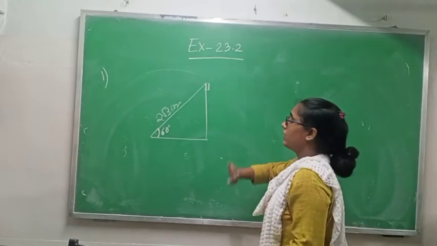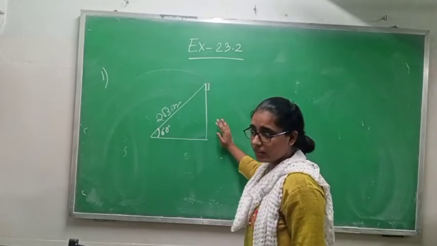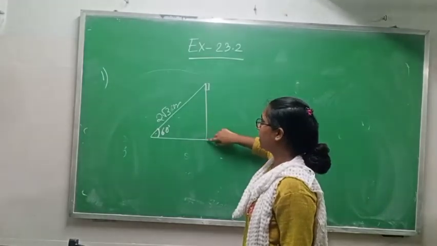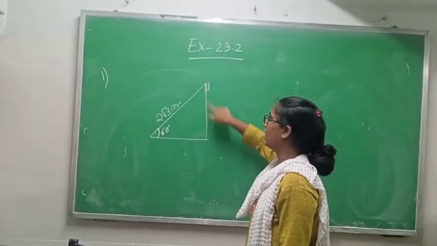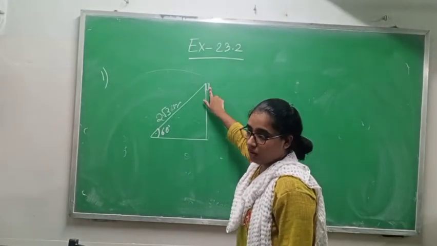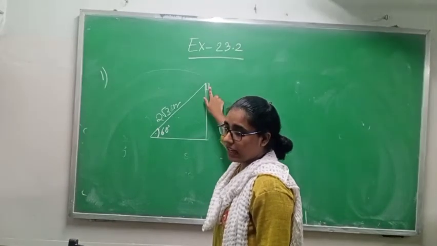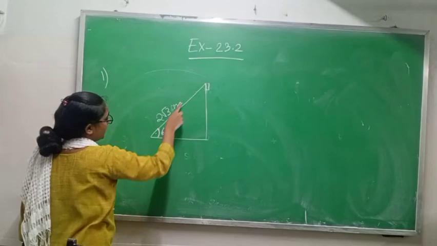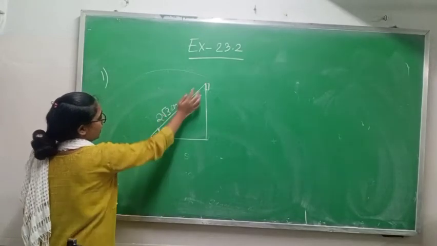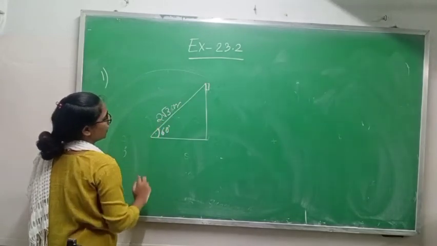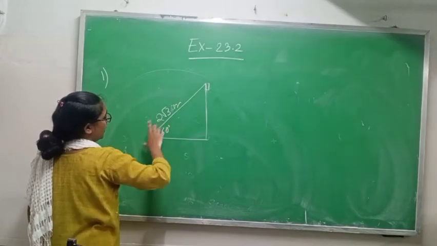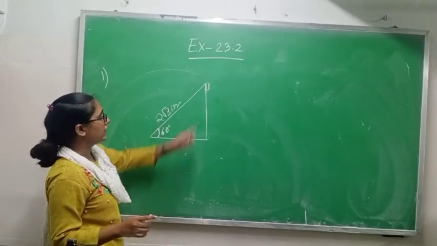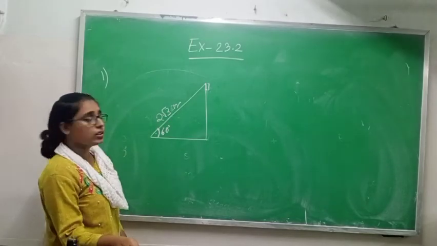Now again I am repeating, it is given in the window of our house, and this is our house, and here we have a window. There is a ladder at an angle 60 degree with the ground. So there is one ladder, and of course the ladder will be like this, making 60 degree with the ground. The length of the ladder is 2 root 3 meter. They are asking to find the height of the window from the ground.